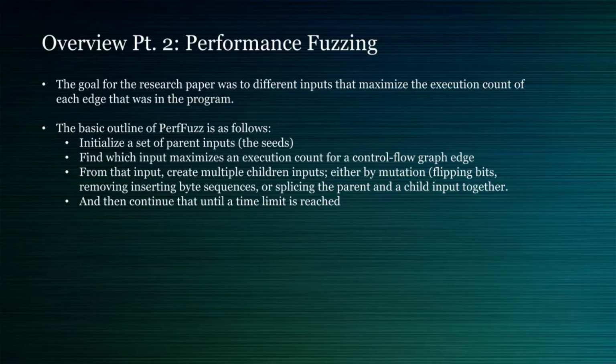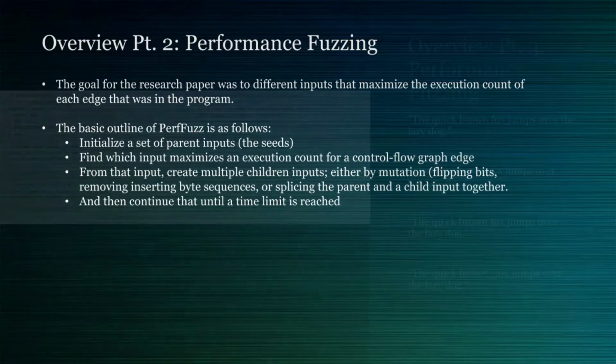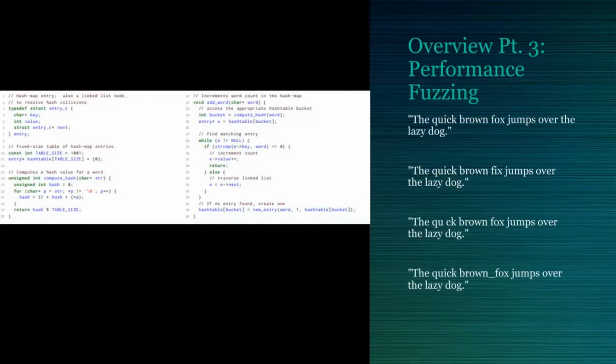So just to give a little bit more of an example of how PerfFuzz works, we're going to go over that WF program through PerfFuzz, or with PerfFuzz. And the input seed would be the string, the quick brown fox jumps over the lazy dog. So here's the program again, well, the majority of the program we need to worry about. And there are 4 seed inputs for the program right there. So the first seed, the quick brown fox jumps over the lazy dog.